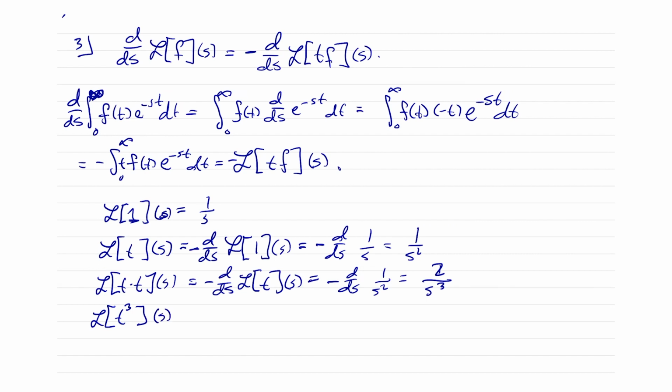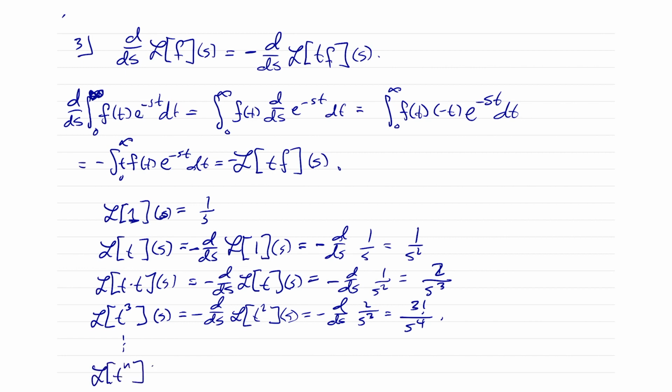And similarly, this last one I'm going to do explicitly. I wanted to figure out the Laplace transform of t cubed, but that's just t times t squared. So that's going to be minus the derivative with respect to s of the Laplace transform of t squared. And so it's minus the derivative with respect to s of 2 over s cubed, and that's going to end up giving us 3 factorial, or 2 times 3, over s to the 4th. Okay, so we can keep this going, and then we see that the Laplace transform of t to the n at s is going to be equal to n factorial divided by s to the n plus 1.